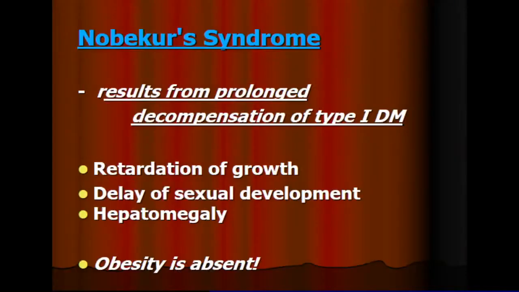Nobecourt syndrome also results from prolonged decompensation stage of diabetes mellitus. Clinical signs as Mauriac syndrome, but obesity is absent. We see retardation of growth, delay of sexual development, hepatomegaly, and other symptoms.